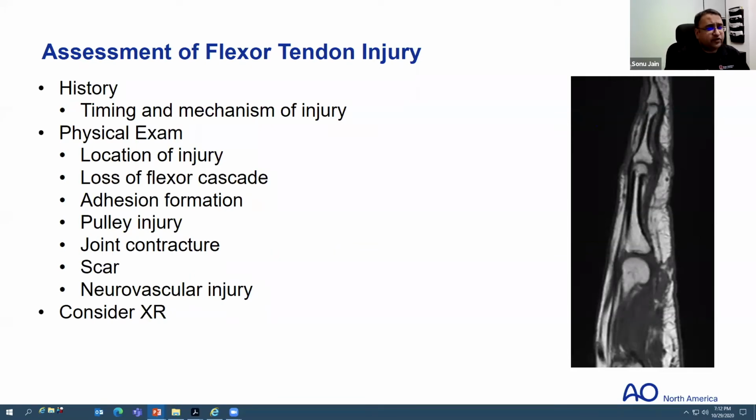Where's the laceration or injury located? Is there a loss of flexor cascade? Are there any adhesions? Is there any stiffness? Do you suspect any pulleys are injured? Is there a contracture? Are the joints supple? Is there scar formation? Are there nerves involved? You really want to pay attention. Is there a vascular injury as well? And then depending upon the situation, you can look at whether or not you want to get an x-ray.